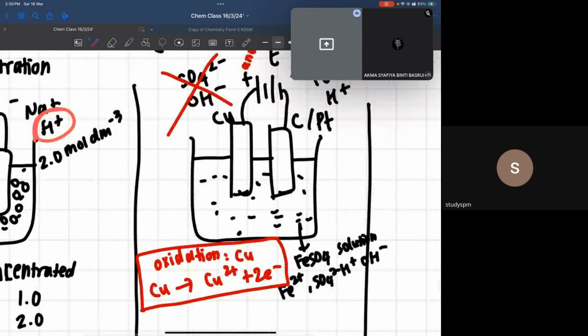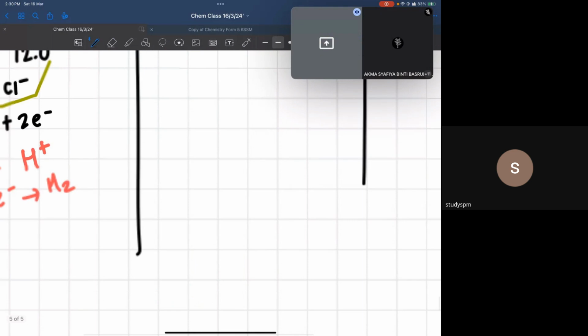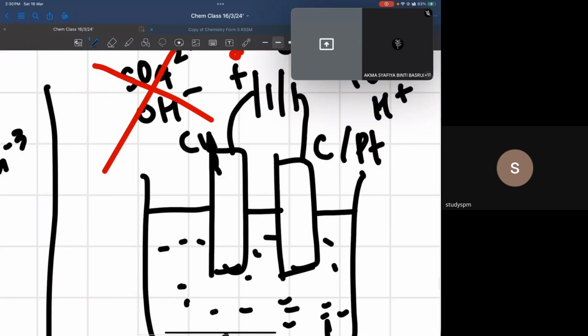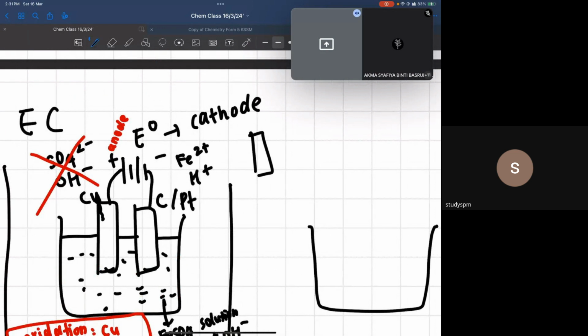So if they ask for observation, what do you need to write? The copper electrode. At first it looks like this, but it will change to this. It will become thinner, thinner and then melt away. It looks like a ditch, and yes, it really is. So this one will become thinner.